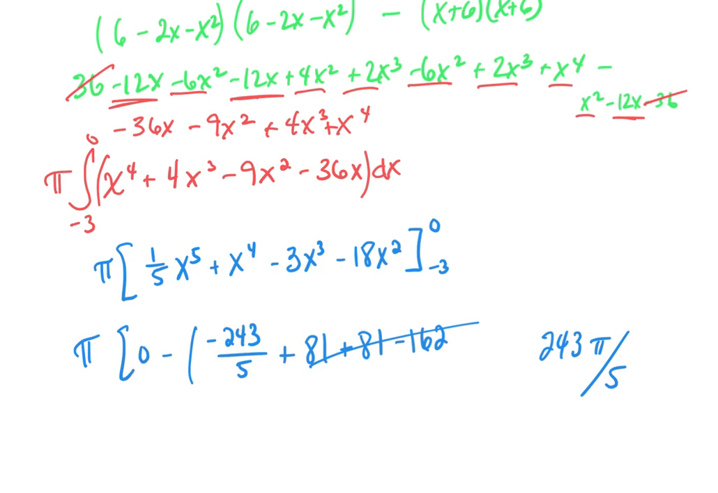So plugging in a 0 gives you a 0. Plugging in a negative 3 gives you this right here. So you end up with positive 243 over 5.